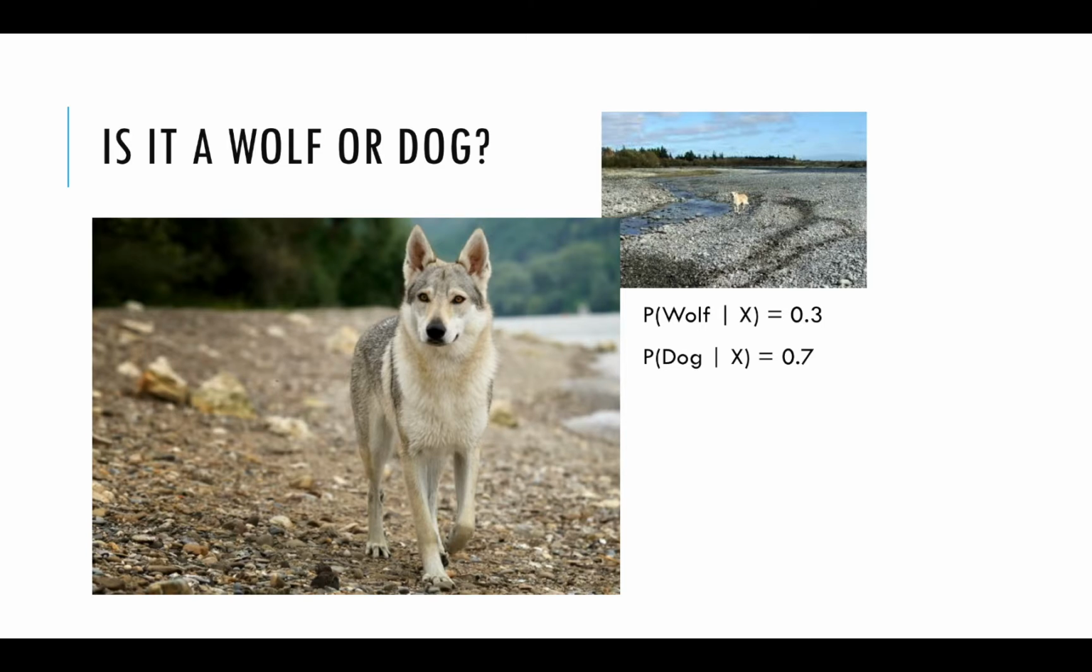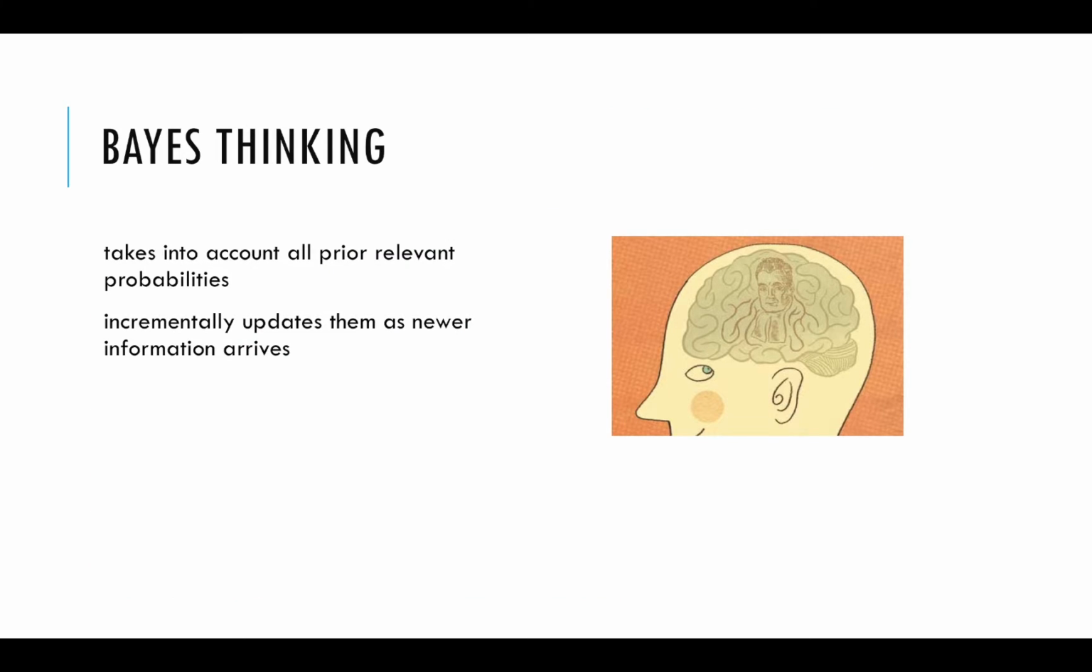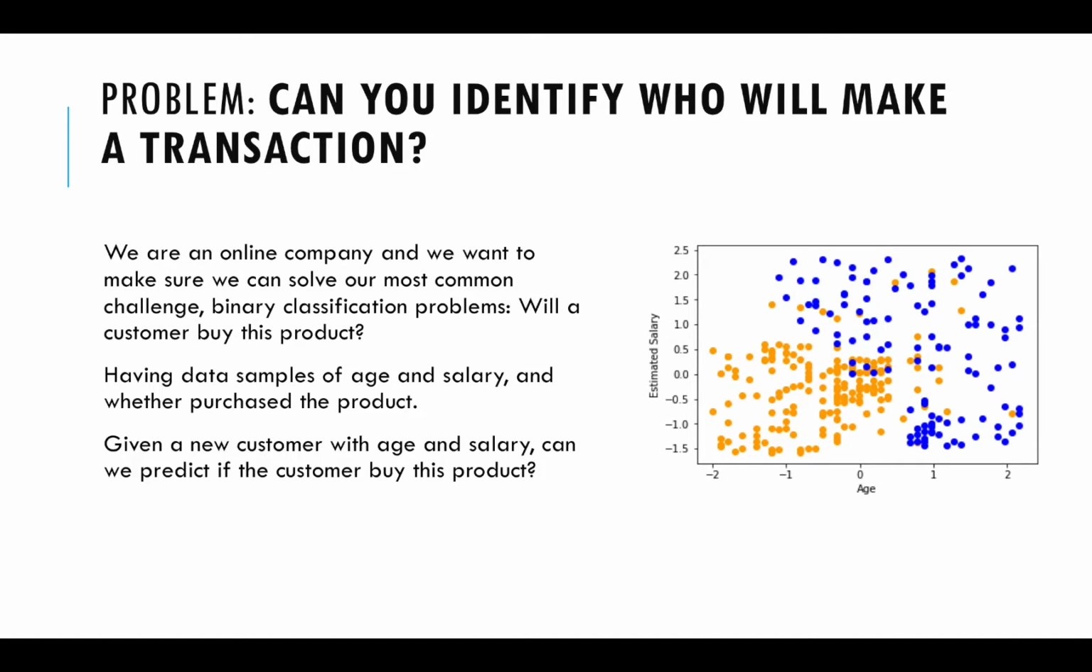So we can see that the probability may change based on more information. This is the Bayes thinking. It means taking into account all prior relevant probabilities, and incrementally updating them as newer information arrives. That's the Bayes formula, and we can use Bayes methods to solve classification problems.